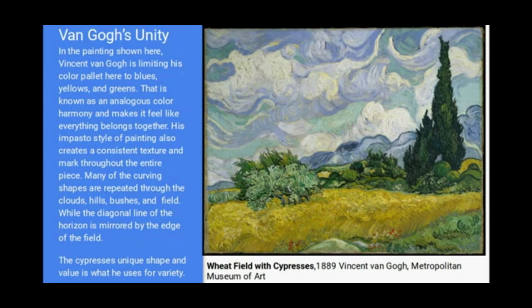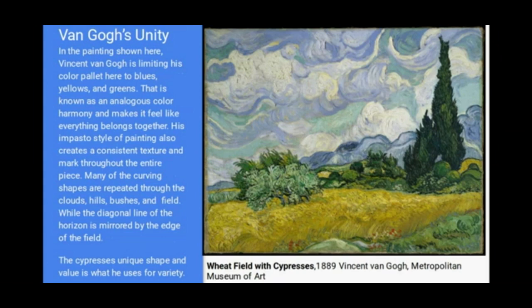And there is this diagonal line that he uses to make the horizon in this artwork. And that is mirrored again in the edge of the field, which follows that same path. Now, this is not a completely uniform piece because he does include variety in this, and he's doing that through the use of the cypress tree, which he mentions in the title.